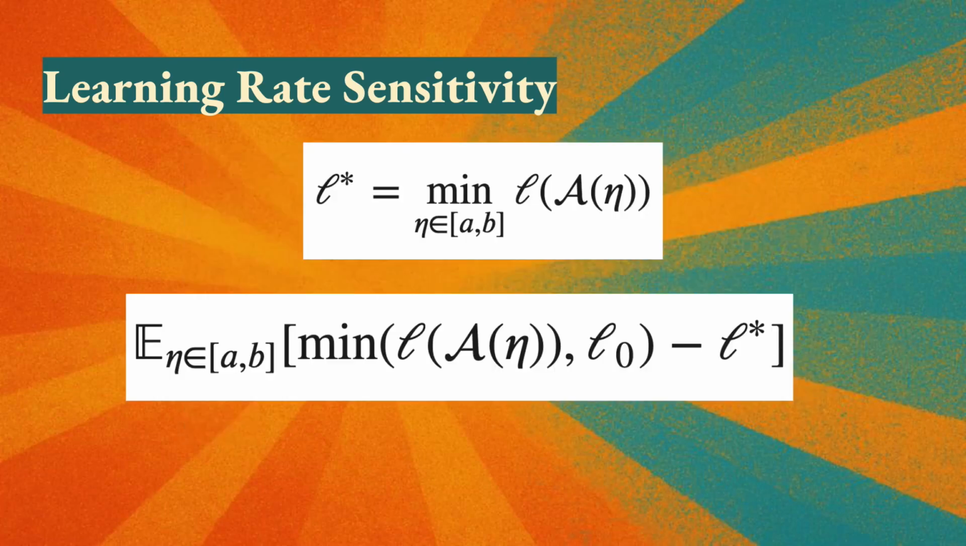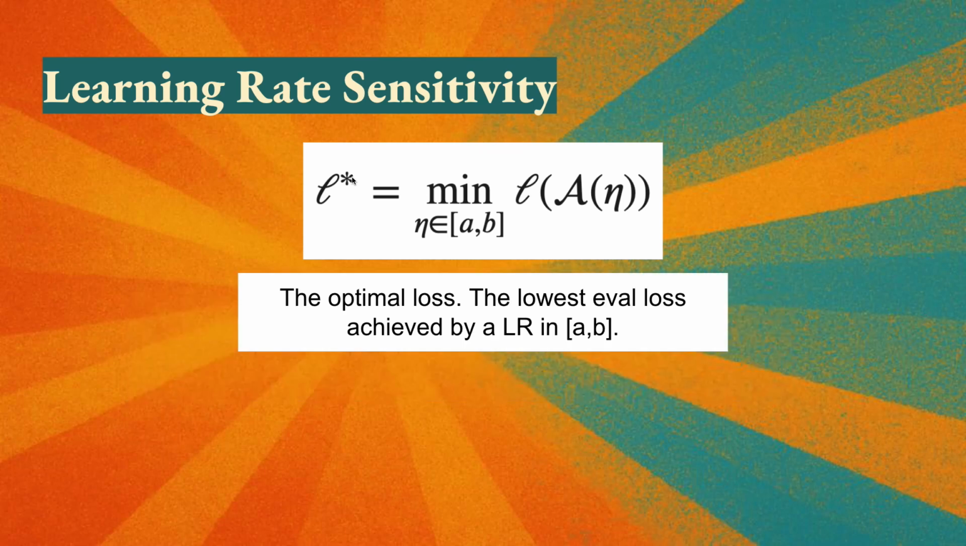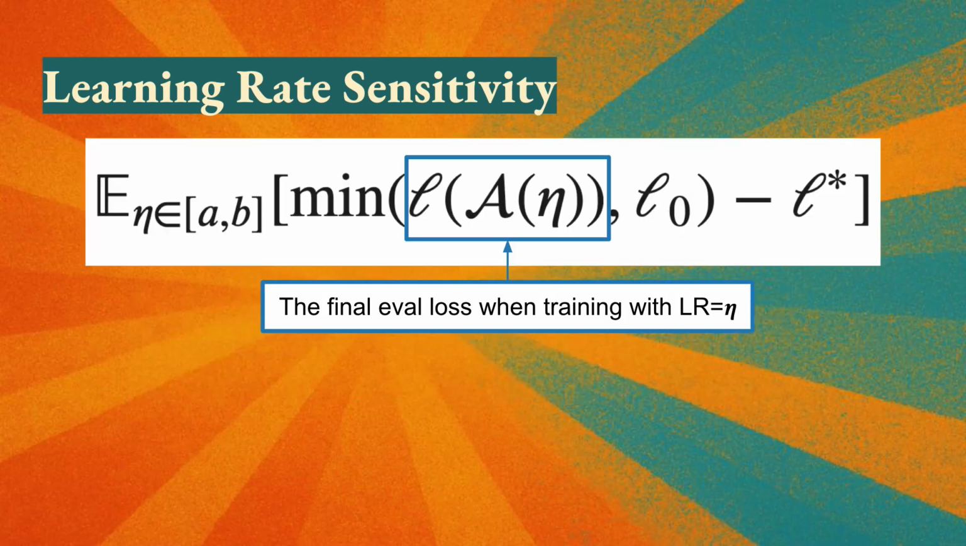So the bottom equation is the actual equation for learning rate sensitivity. In that equation, there's L star, which is the minimum loss that you can achieve when you're training your model across a range of learning rates eta. So eta is your learning rate. You're going from A to B. You're training some model based on eta, and you get some kind of loss. The minimum loss that you get is your optimal loss, and that's L star. So L star, optimal loss, is the lowest eval loss achieved by a learning rate in the range A to B, inclusive.